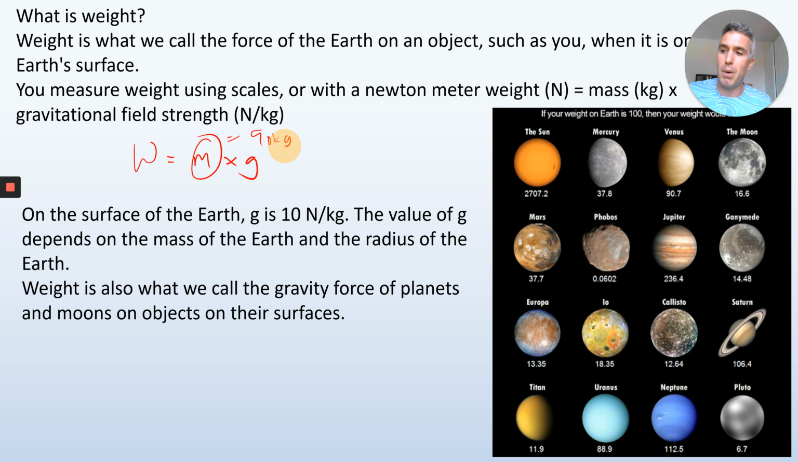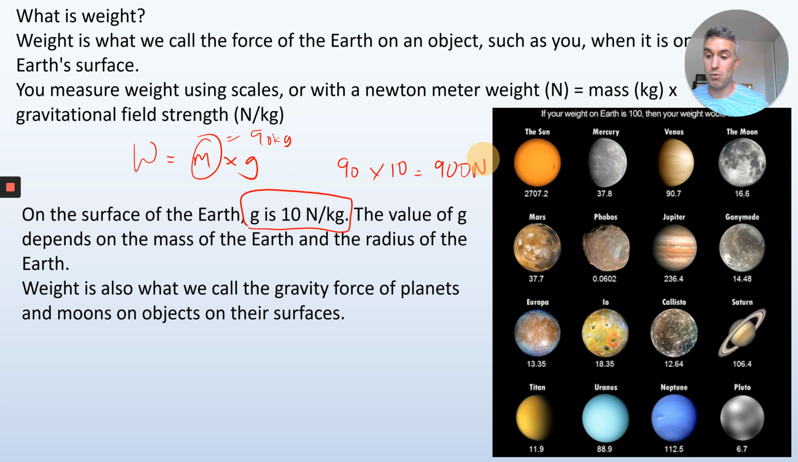And then you multiply it by the gravitational field strength. On Earth, it's a nice, handy 10. So my mass is 90 kilos times the gravitational field strength of 10. So my weight is 900 newtons. So on the surface of the Earth, g is 10 newtons per kilogram. The value of g depends on the mass of the Earth and the radius of the Earth.